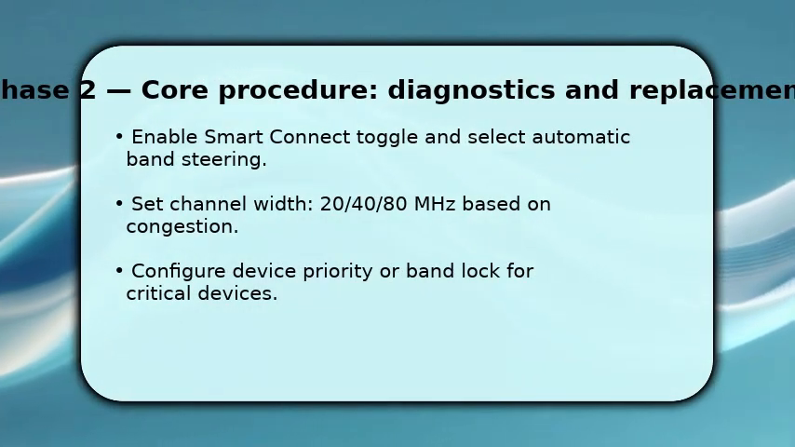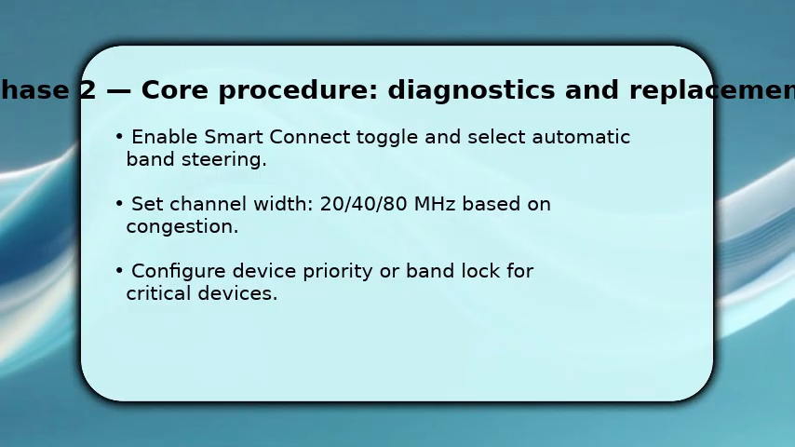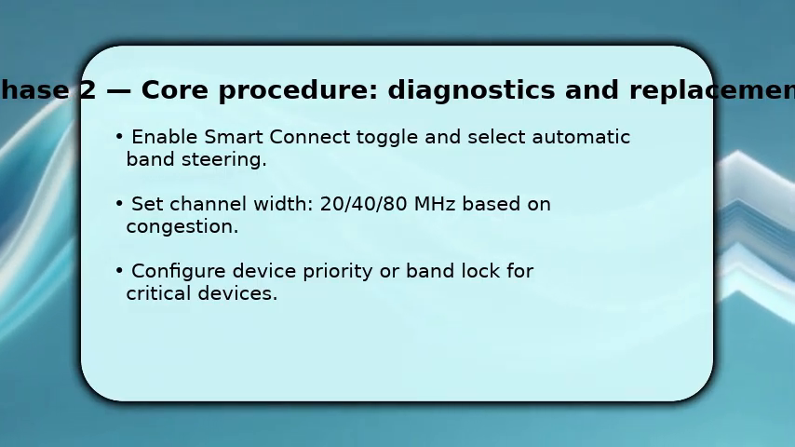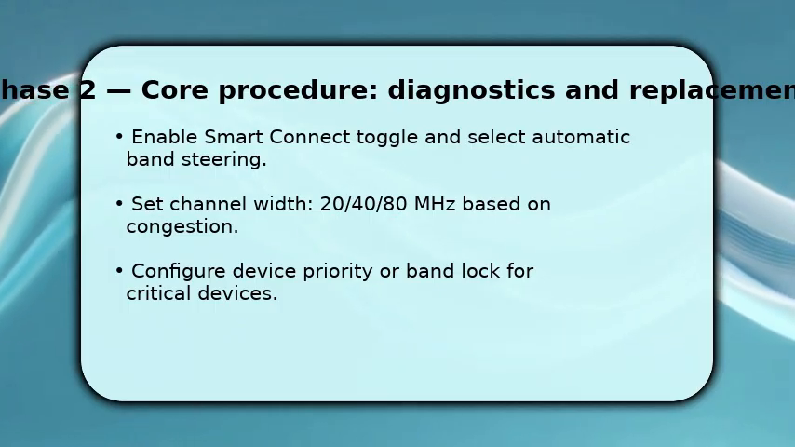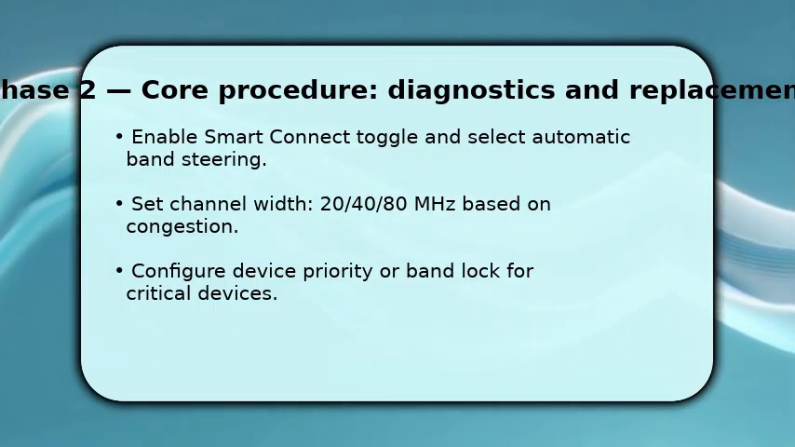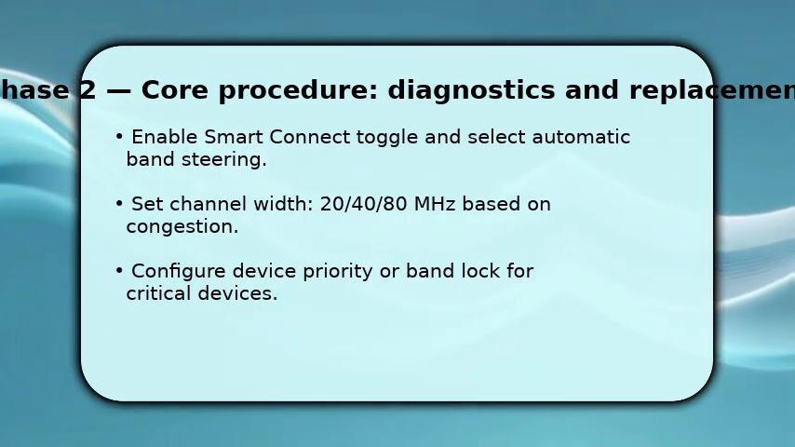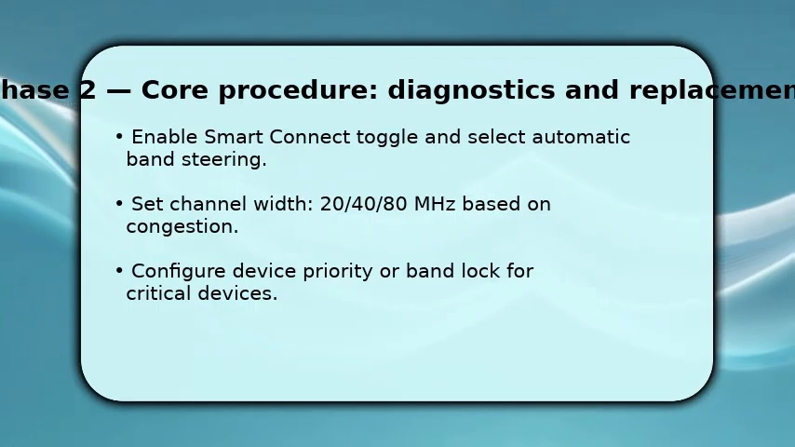Select automatic mode so the router evaluates signal and load. Set channel width to 20/40/80 MHz based on your environment, because wider channels give speed but increase interference. Next, assign priority to latency-sensitive devices or lock a device to a specific band if you observe instability.